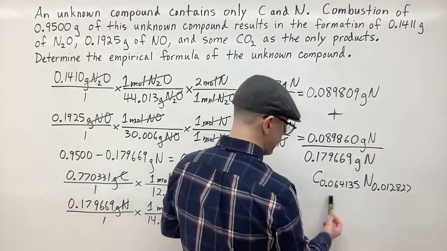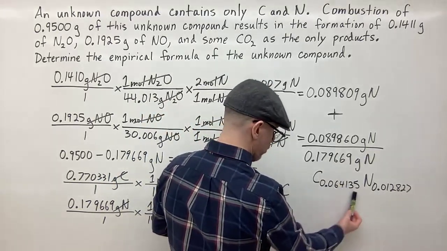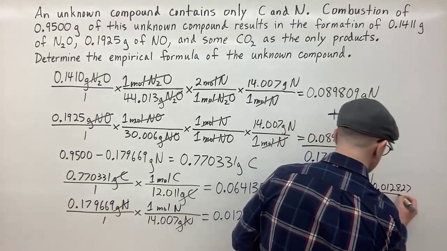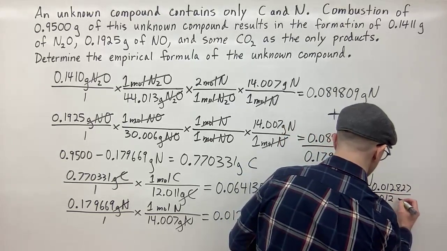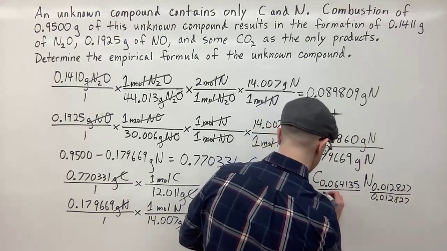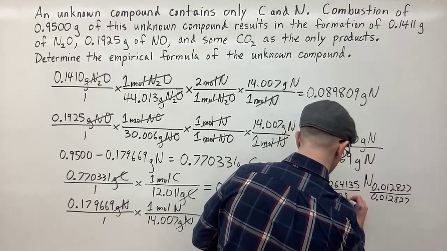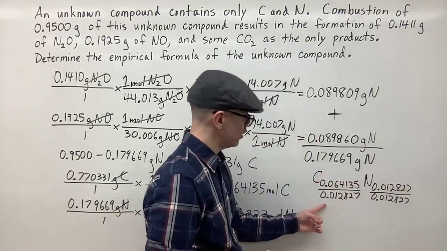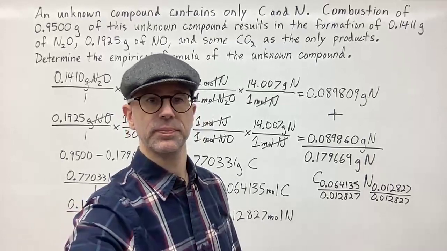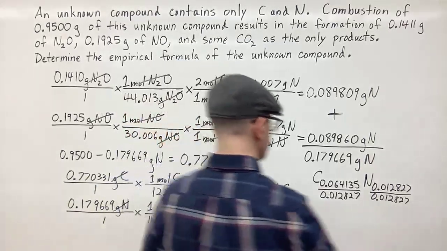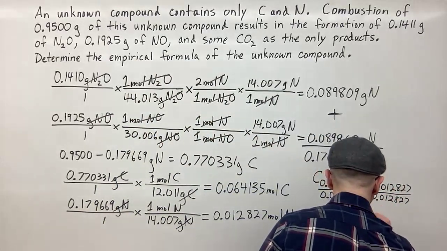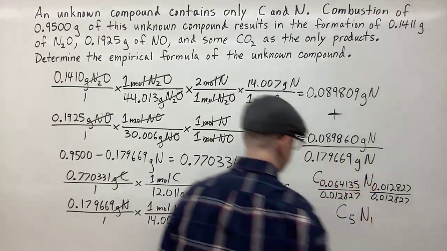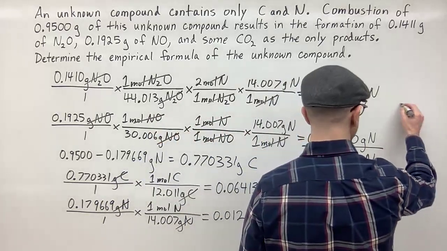So I'm going to divide. I have 0.064135, and here I have 0.012827. So this is smaller than this. I'm going to divide both of these by the smallest one, 0.012827. Obviously, this divided by this is going to be 1. And then when I divide this, I get exactly 5. So that's going to be N1, and this divided by this is exactly 5, so I get C5. So the formula ends up being C5N.